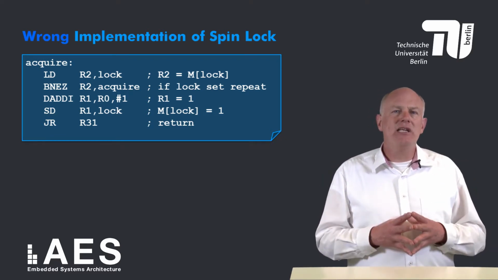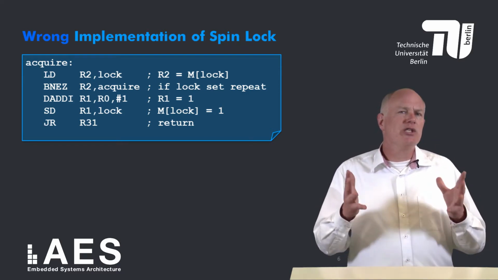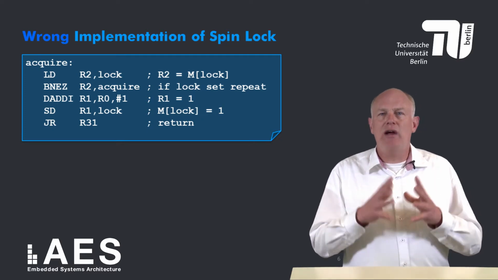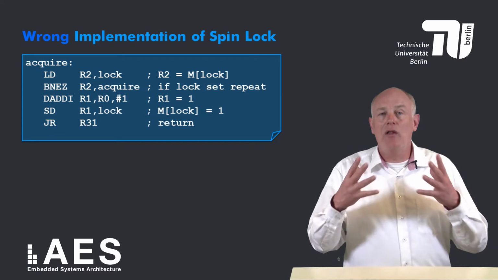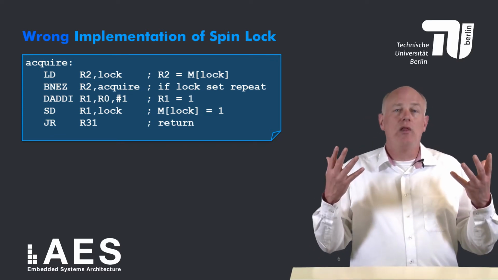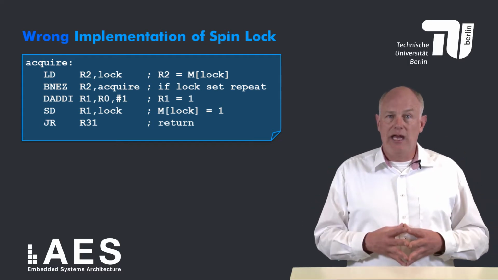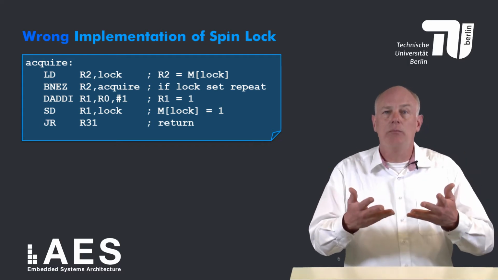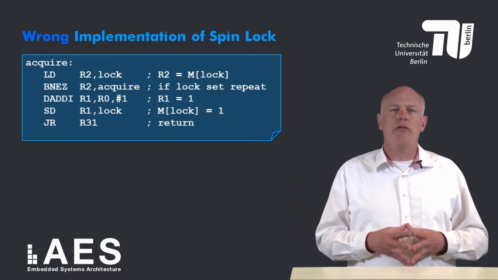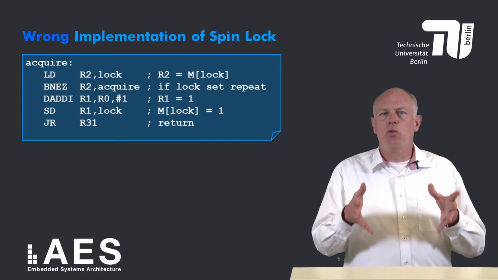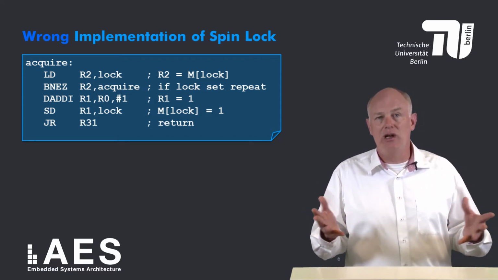This implementation of the acquire operation is wrong. To see why, suppose that two threads call acquire at approximately the same time while the lock is free. Both will load the lock variable into a register, think the lock is free, and continue to set the lock because the store of one thread has not occurred before the load of the other thread. So both threads will think the lock is free and enter their critical sections, which is not allowed.